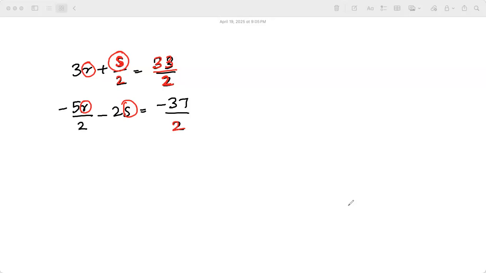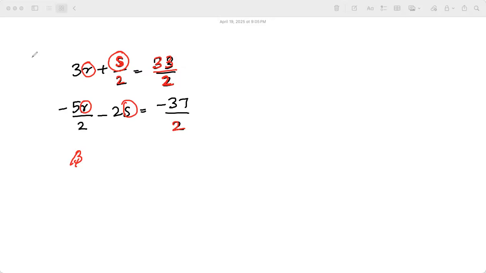Anish, something is not right. Please remove the fractions completely. Multiply both sides of the first equation by 2. Second equation as well, multiply both sides by 2. You get nice equations, then you can solve. Remove fractions, then only it will become easy.